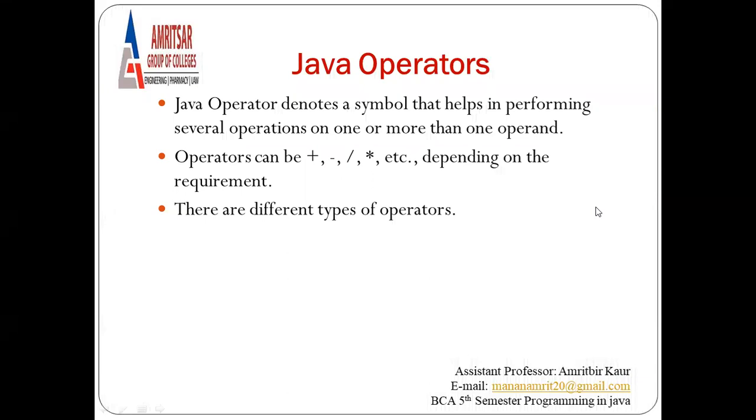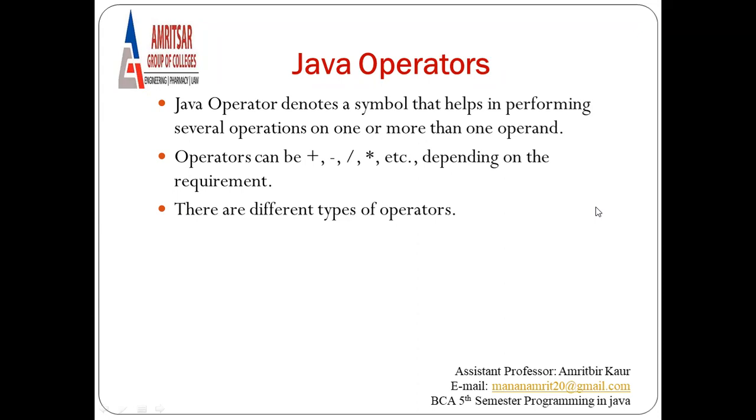A Java operator denotes a symbol that helps in performing several operations on one or more operands. So a Java operator is basically a symbol that is used to perform an operation on one operand or more than one operand. Operators can be plus, minus, divide, multiplication, etc., depending on the requirement. A number of operators are available in Java, and we can use them as per our requirement.